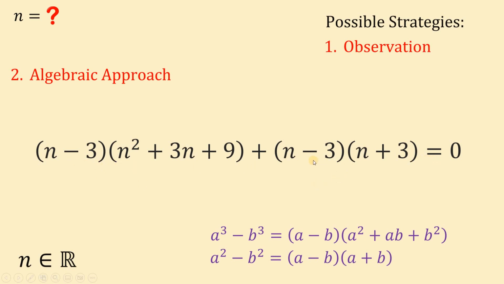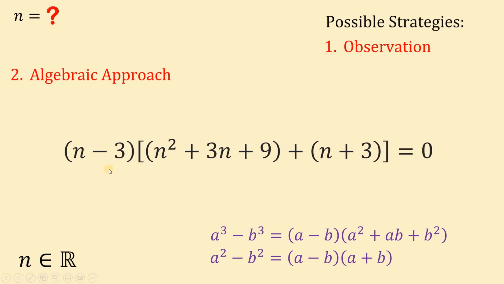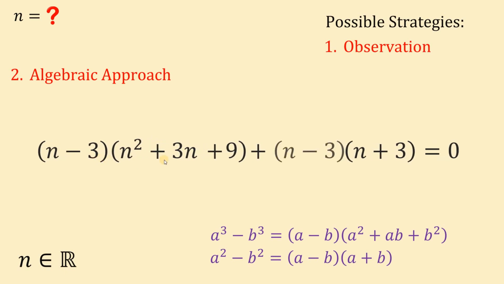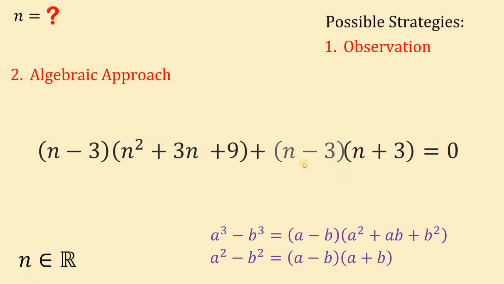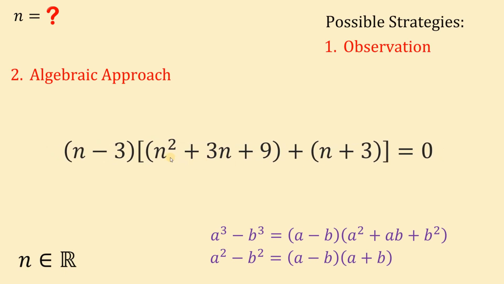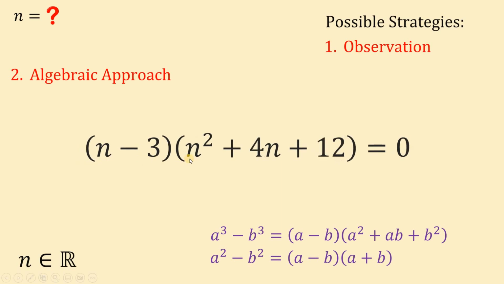Now, take note that we have a common factor of n minus 3, so we can factor out n minus 3 from this factor and from this factor. Now, let's simplify. We have n squared plus 3n plus 9 plus n plus 3. 3n plus n will give us 4n, and 9 plus 3 will give us 12. So we have n minus 3 multiplied by n squared plus 4n plus 12 equals 0.